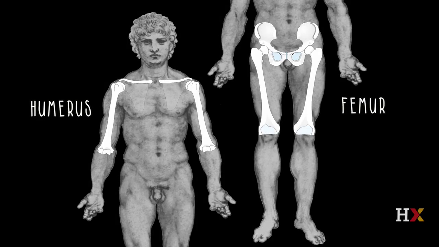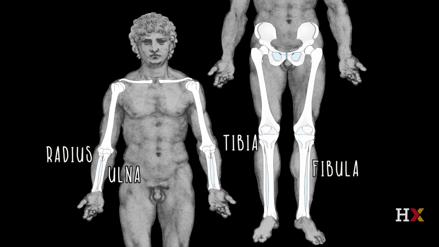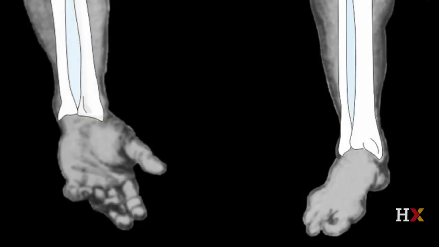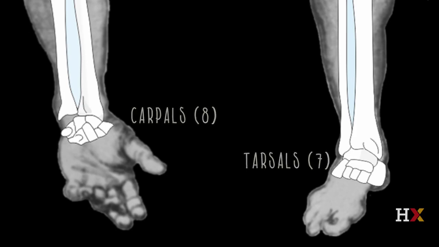If we move to the antebrachium in the upper limb and the crus in the lower limb, there will be 2 bones. The bones in the upper limb will be the radius and the ulna. The bones in the lower limb will be the tibia and the fibula. So 1 bone in the brachium and the thigh, 2 bones in the forearm and the crus, and then in the wrist and the ankle there will be a number of bones. So in the hand there will be a carpus, including 8 bones, and in the foot there will be 7 tarsal bones.